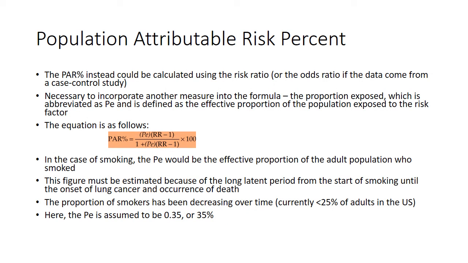Now you could also use relative risks and odds ratios if you're doing a case control study, for instance, to develop your population attributable risk percent. The only thing you have to sub in is the proportion of people who are smokers amongst the population. This is the PE value that gets added in here, and it's basically used to estimate what percentage of the population is actually exposed in the first place. So when you did this, their PE was assumed to be about 35%, but obviously we know smoking changes over time, and currently it's probably less than 25% of adults in the U.S., which is a good thing. So you would see these numbers change as time goes on.